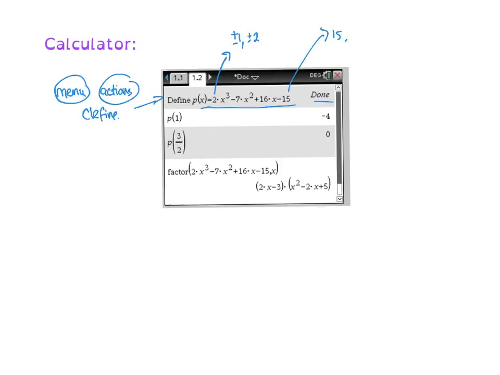So here I just decided to do p of 1 just to show you. So I put p of 1 and it tells me, and then obviously we knew that 3 over 2 gives us a factor, and when we try it, we get 0. So you could work it out that way.